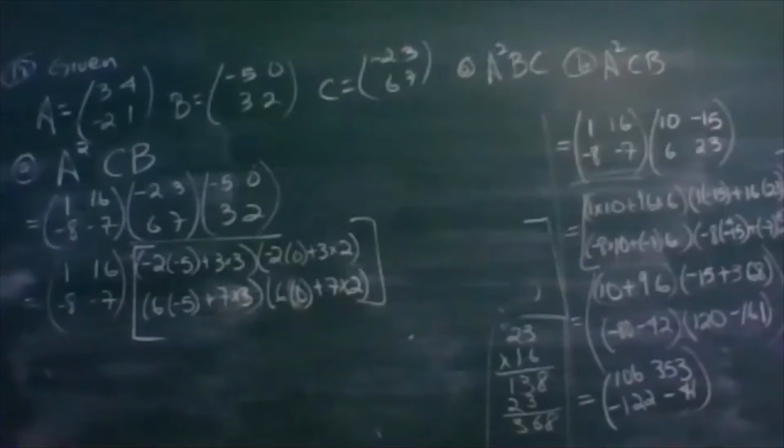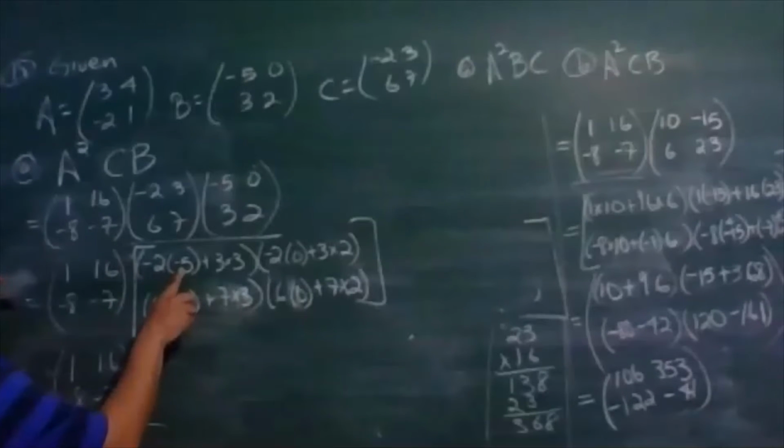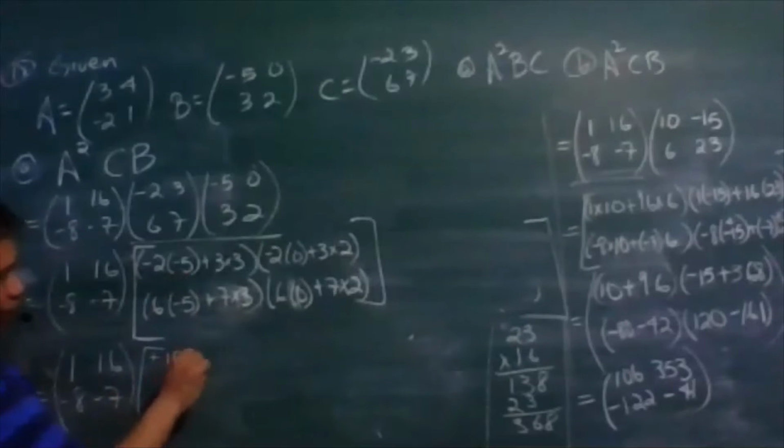So the first part, nothing is going to happen to it yet. So in my next part, 1, 16, -8, -7, that continues. And now I continue working this part. Negative and a negative is a positive. 2 times 5 is 10. Plus 3 times 3, that's 9. So that will give me my first element.